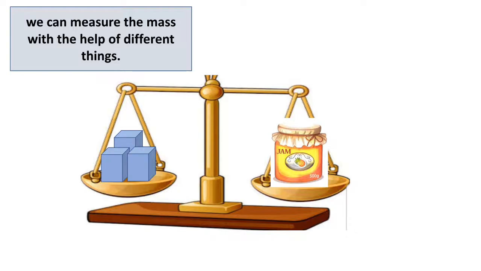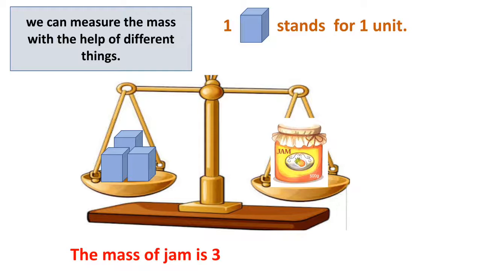Now, the weight of the jam bottle is 3 cubes. 1 cube stands for 1 unit. So, we can say the mass of the jam is 3 cubes or 3 units.